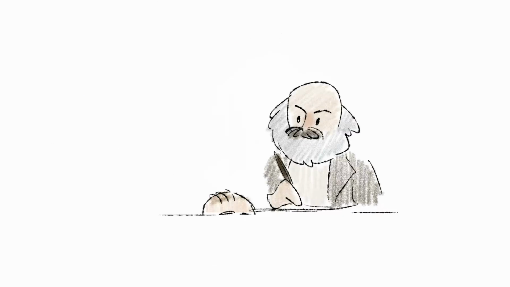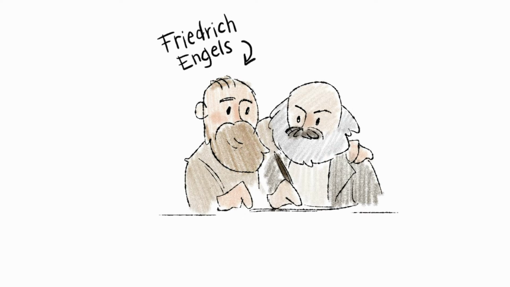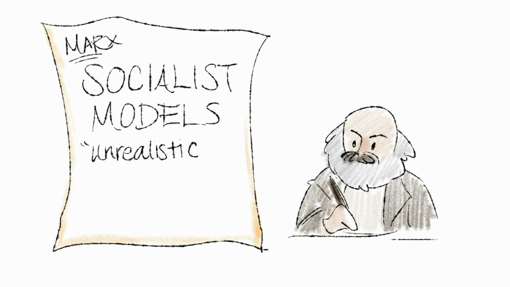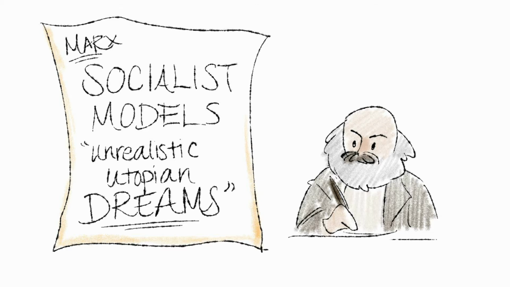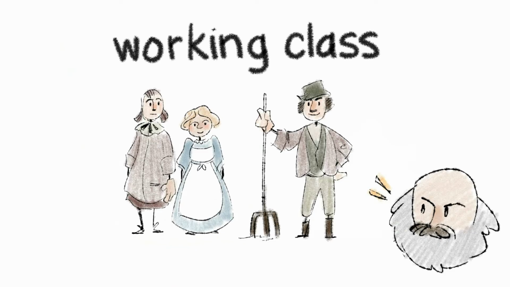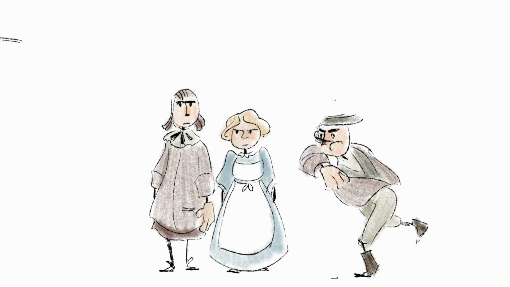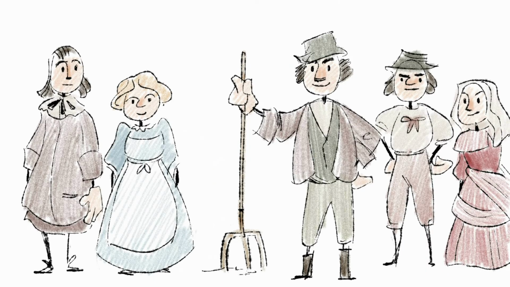With the collaboration of Friedrich Engels, Marx published the Communist Manifesto in 1848, which included a chapter criticizing earlier socialist models as unrealistic utopian dreams. Marx argued that the working class, or proletariat, would inevitably triumph over the capital class, otherwise known as the bourgeoisie, and win control over the means of production.